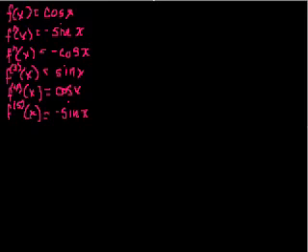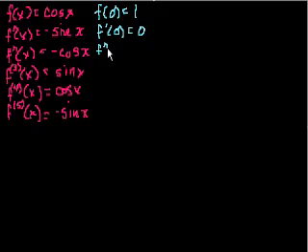So f of 0, let me do another color to fend off monotony. F of 0, well, what's cosine of 0? Cosine of 0 is 1. F prime of 0 is equal to minus sine of 0, and sine of 0 is 0, so minus 0 is still 0. F prime prime of 0. Well, cosine of 0 we already know is 1, but we have a negative sign here, so it becomes minus 1. The third derivative at x equals 0: sine of 0 is 0, so this is 0.